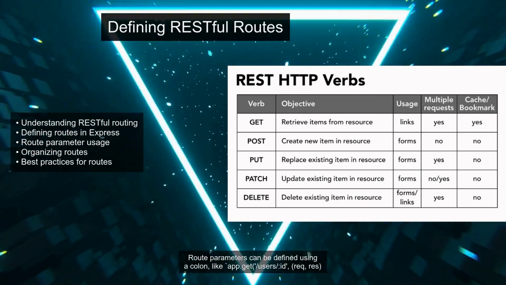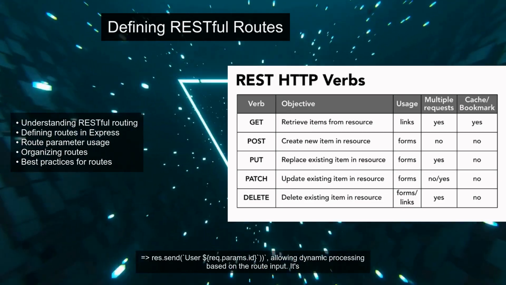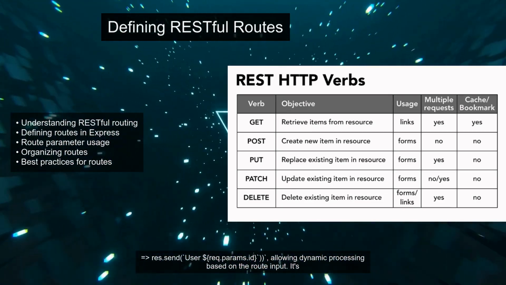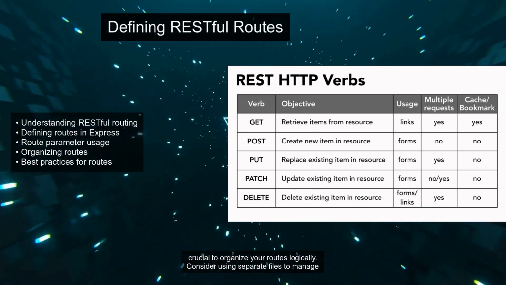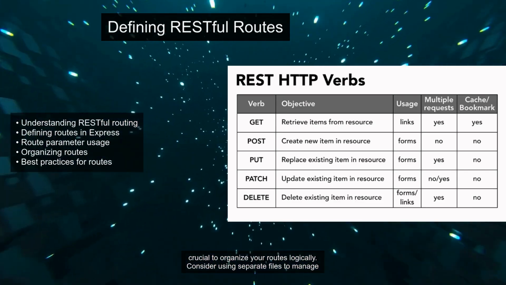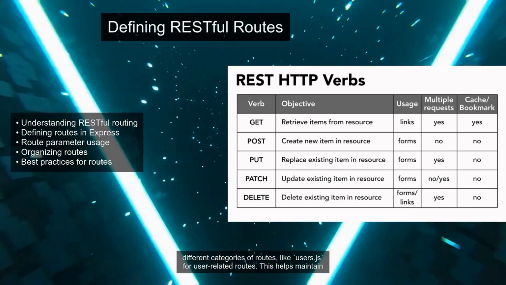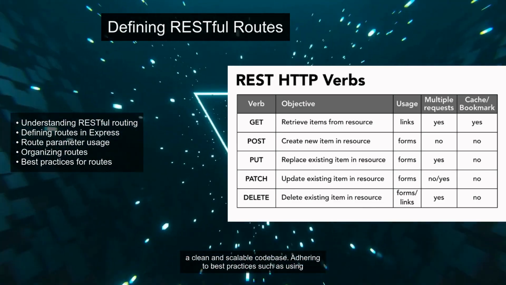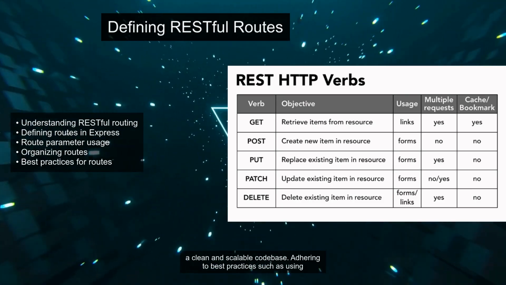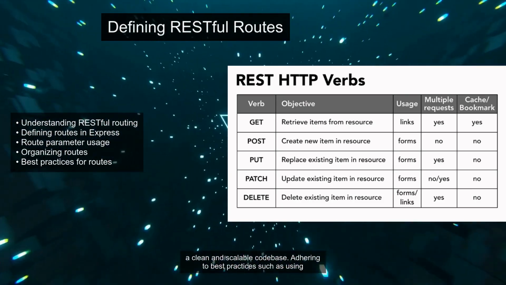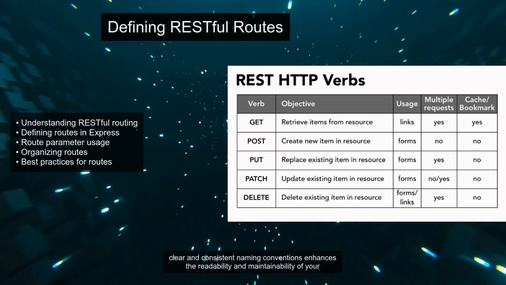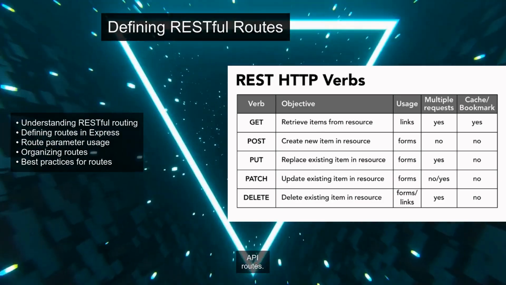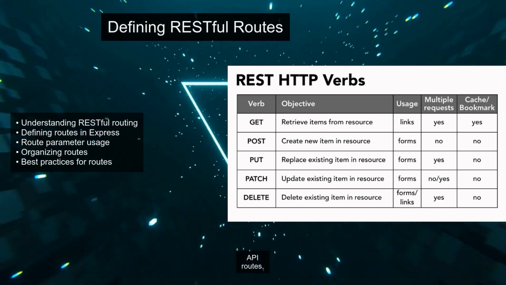Route parameters can be defined using a colon, like app.get('/users/:id', (req, res) => res.send(`User ${req.params.id}`)), allowing dynamic processing based on the route input. It's crucial to organize your routes logically. Consider using separate files to manage different categories of routes, like users.js for user-related routes. This helps maintain a clean and scalable codebase. Adhering to best practices such as using clear and consistent naming conventions enhances the readability and maintainability of your API routes.